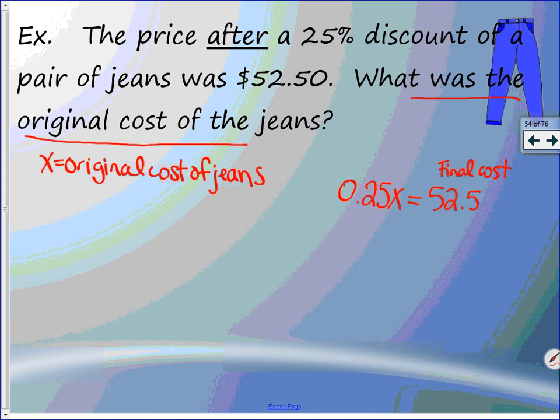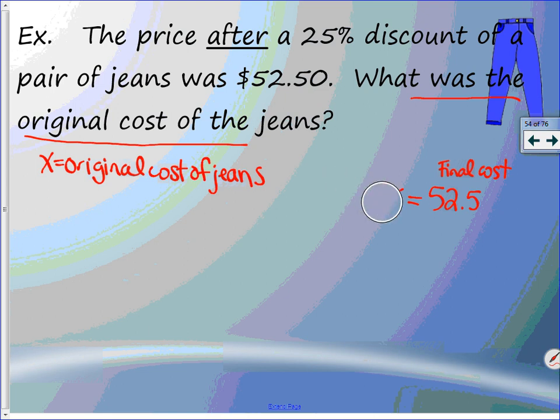You have your original price, right? And you take off the discount, right? Like, let's say jeans cost $100. You subtract the discount, and that's how much you pay, right? How do you calculate the discount? Don't you multiply 0.25 times 52.5 and then you subtract what you get from the 52.50?